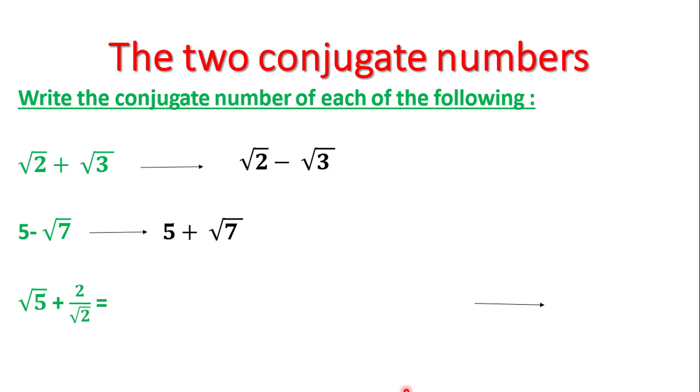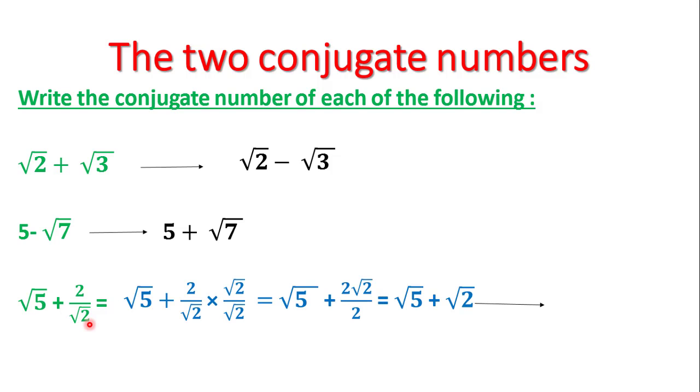The third one here, I have root 5 over root 2. So I want to deal with root 2 at first, then I write the conjugate. To deal with this root 2, I multiply up and down by root 2. So now I have root 5 as it is, 2 root 2 over 2. Then I'll cancel 2 with 2. So I have root 5 plus root 2. What is the conjugate of root 5 plus root 2? The conjugate is root 5 minus root 2. Just change the middle sign.